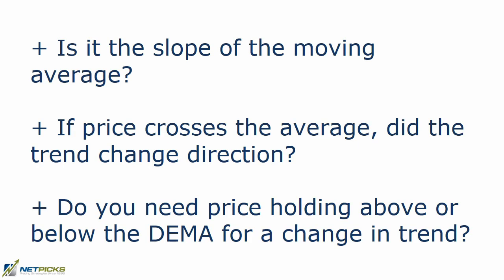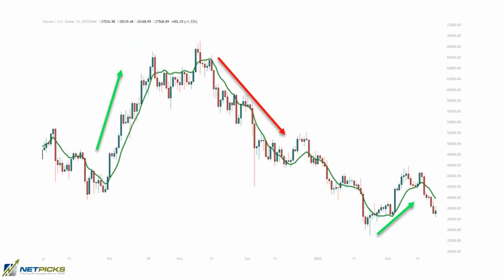Is it the slope of the average? If price crosses the average, did the trend change direction for you? Do you need price holding above or below the indicator for a change in trend? So if we look at this chart of Bitcoin, it's a daily chart, and it's a 20-period DEMA. We have multiple trend changes using price trading above or below the moving average.